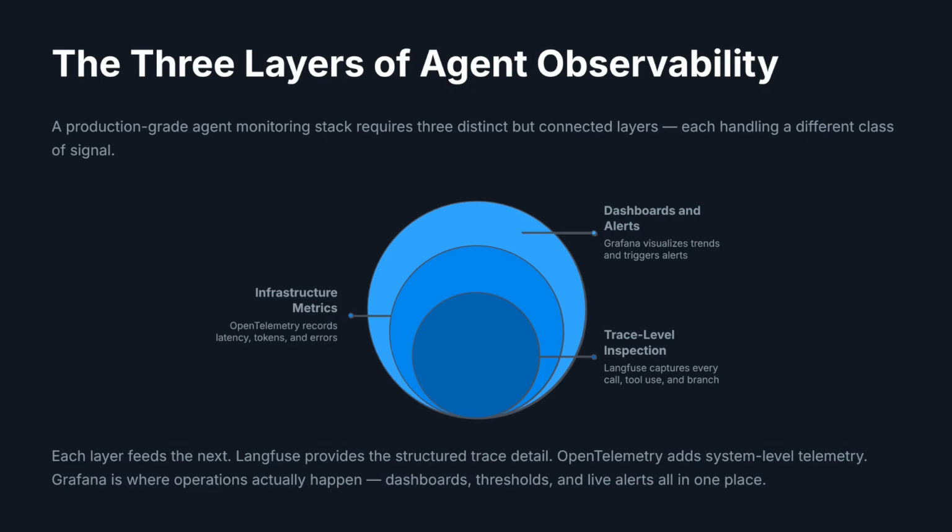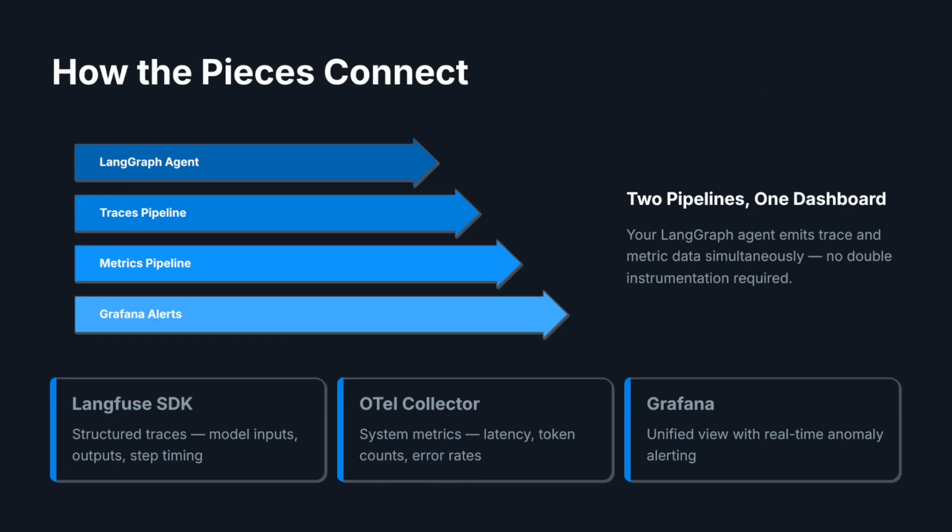Now here's the thing, neither of those gives you a dashboard or alerts on its own. That's where Grafana comes in, pulling it all together into something you can actually monitor. Your LangGraph agent emits data through 2 parallel pipelines. The Langfuse SDK handles trace level detail, what the model saw, what it returned, how long each step took. Simultaneously, OpenTelemetry captures system-wide metrics and ships them to Grafana. This is important. Both pipelines feed one dashboard, so you get the full picture without switching tools. Enough theory, let's build it.